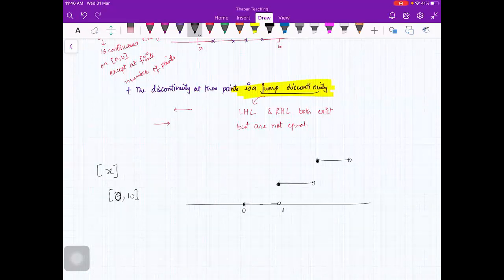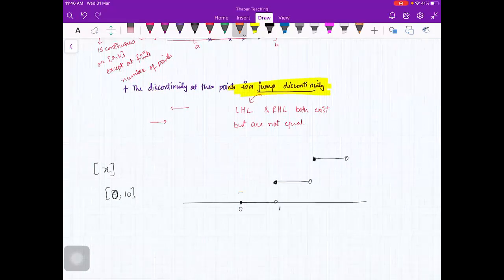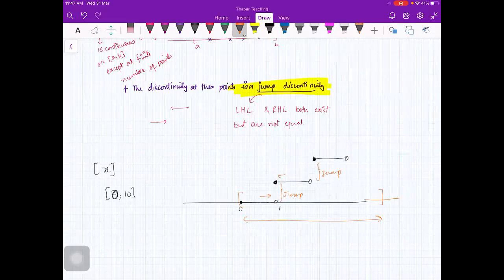Is this clear? So now you can see if you take any interval, there will be only finitely many points of discontinuity, and the type of discontinuity is that the left hand side limit exists, the right hand side limit exists, but they are not equal. So there are jumps. This is one jump, this is another jump, and so on. So this is an example of a piecewise continuous function. Is this clear?